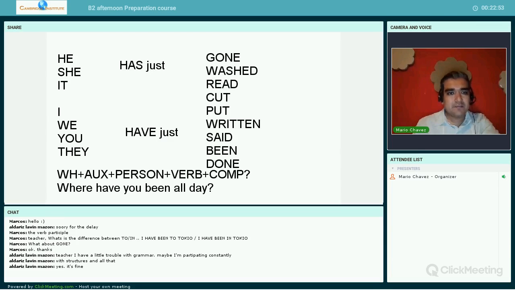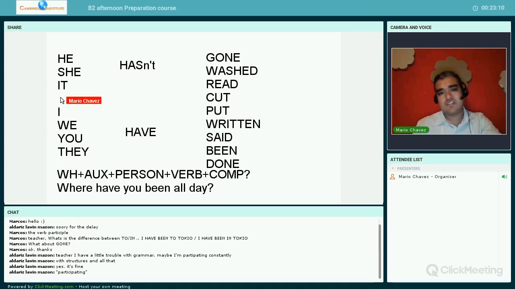The same way, "yet." Well, "yet" is not after the auxiliary. "Yet" goes at the end. For example, we usually use "yet" with the negative form. He hasn't gone home yet, right? "Yet." We use it at the end, right?